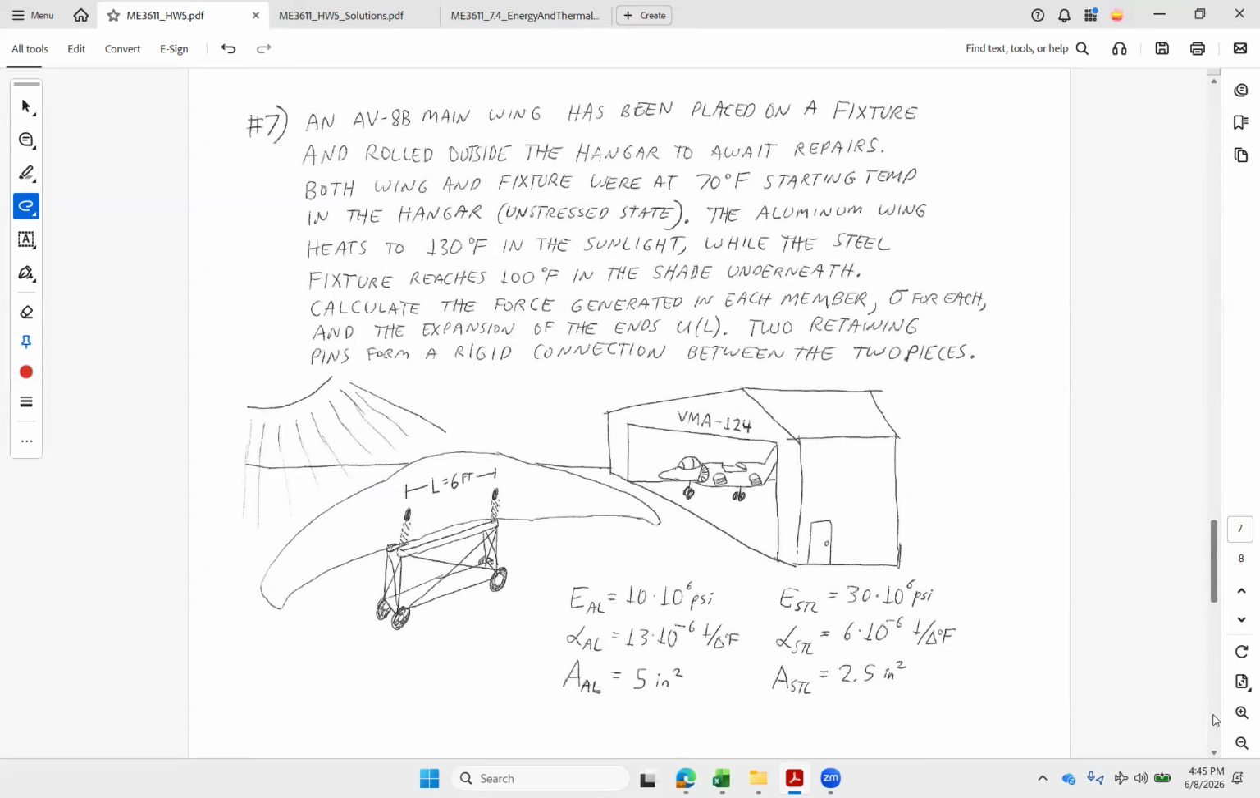And then we come back, and the sun in the afternoon has heated up the wing to 130 degrees. Meanwhile, it's providing shade for the scaffold that's underneath, so that only got up to the muggy ambient air temperature of 100 degrees. So we got different delta T's, and then also different materials. The wing's aluminum and the scaffold is steel. So we want to see what sort of loads and stresses do we generate in this combination right here.